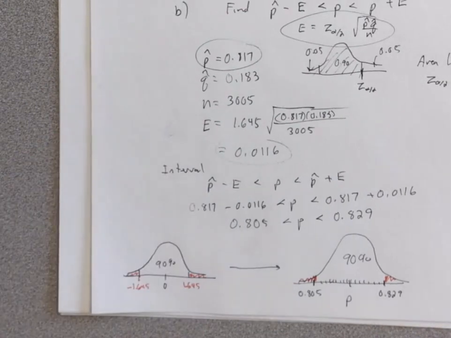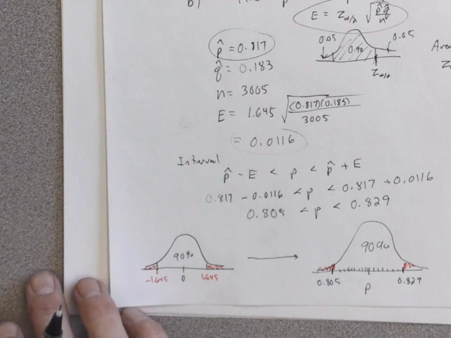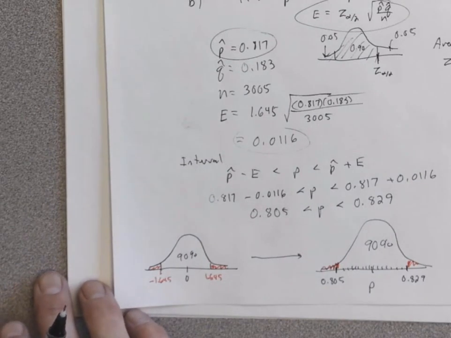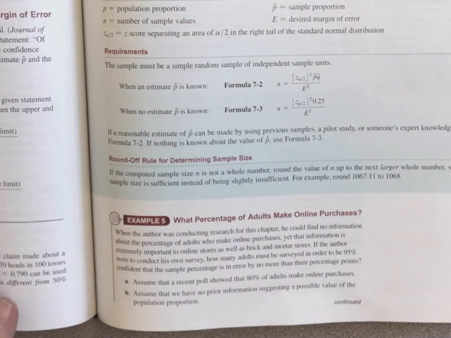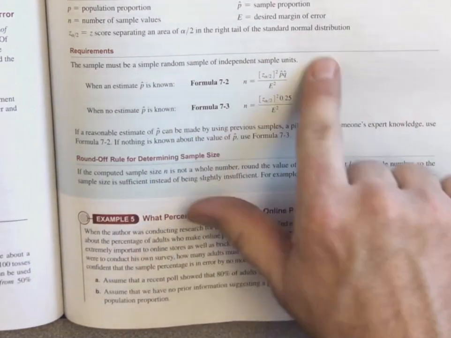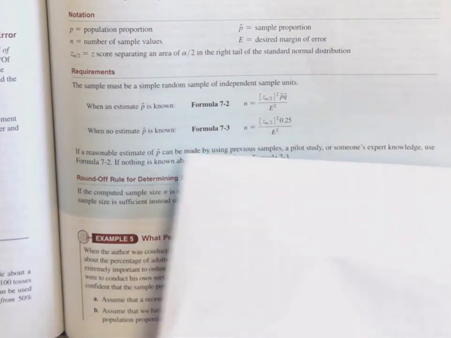Okay, so let me do an example that asks us to find the sample size. So there's a formula for sample size that I want to show you guys, and it really is just E solved for N. So when they say find the sample size required to estimate the population, they give us this formula right here. And this formula right here is just the E formula solved for N, and I can show you that algebraically.